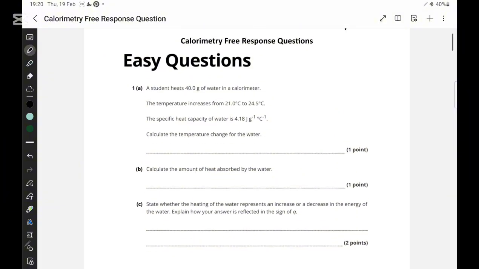We can calculate the temperature change by just subtracting the final temperature minus the initial temperature. So this is the final temperature and this is the initial temperature. You can subtract them and the answer comes out to be 24.5 minus 21.0, and that is 3.5 degrees Celsius.